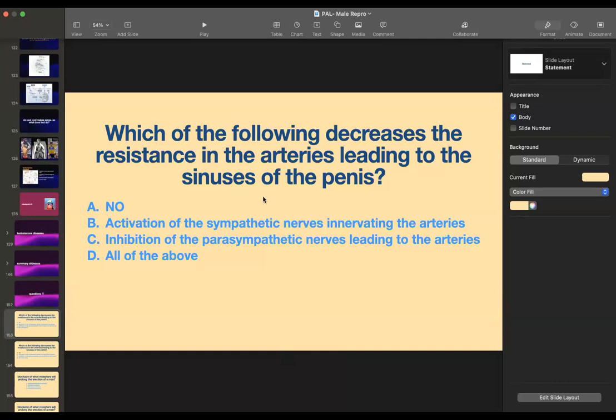Okay, nice. I'm seeing a bunch of A's. Anyone disagrees? Damn. Okay, I think it's a unanimous A. And the correct answer is, drum roll please. Exactly. Nitrous oxide is basically what leads to the increased amount of cGMP within smooth muscle cells. So you have vasodilation, and that's what erection is all about, right? B is wrong because it is the activation of parasympathetic nerves that innervate these arteries. And C is wrong because it's activation of the parasympathetics, not the sympathetics.